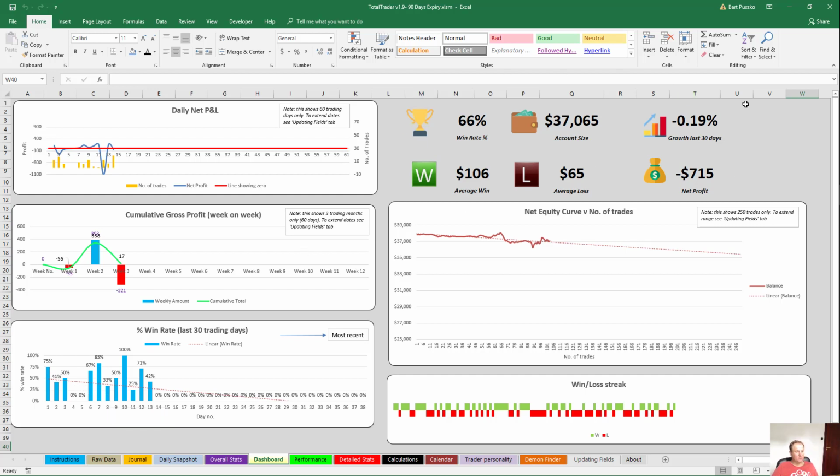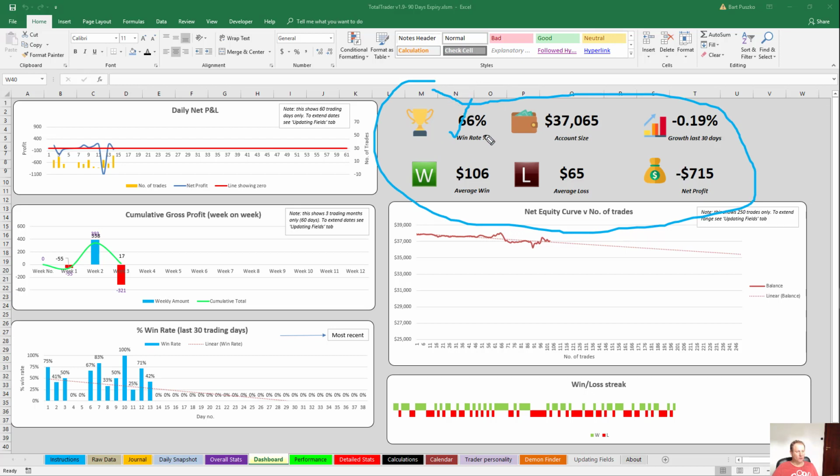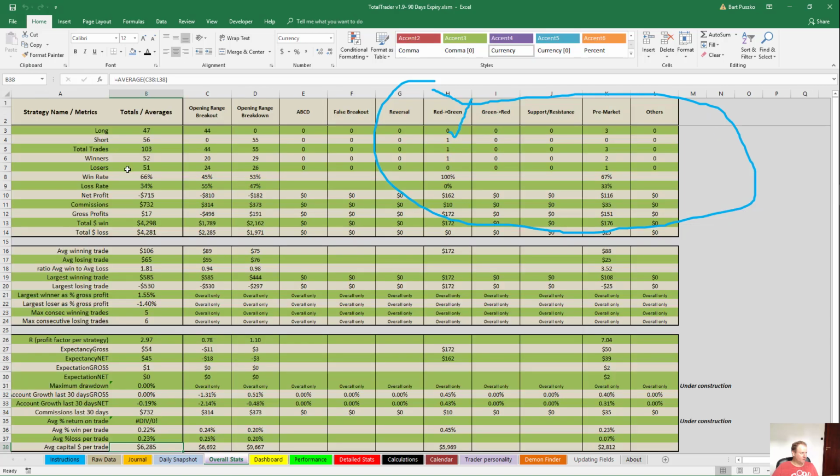Then here, you've got just a combination of some key stats. This section here. So you've got your win rate. So this is your overall win rate based on this. Where is it? Where's the win rate? There. Okay, so that's it.